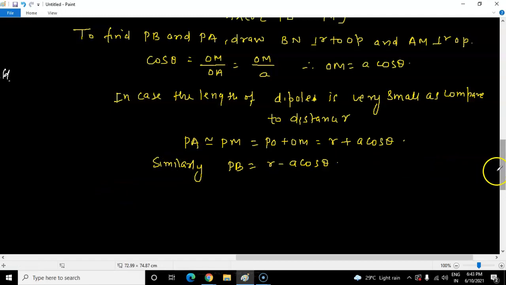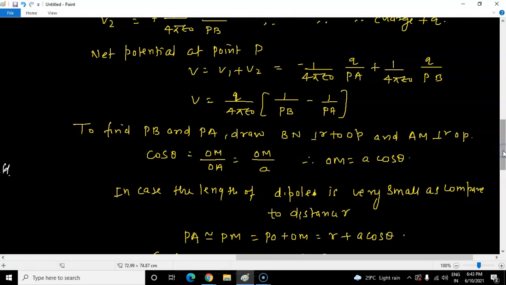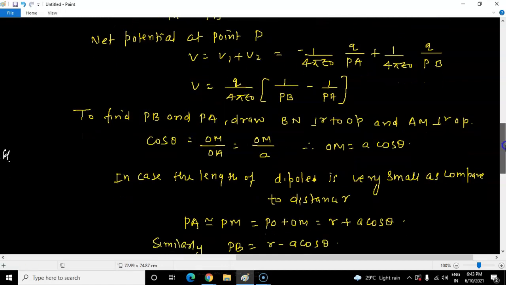PA is R plus A cos theta. This is R minus A cos theta. Any doubt in this? You tell me. No, sir. Now you can substitute these values in the potential value.